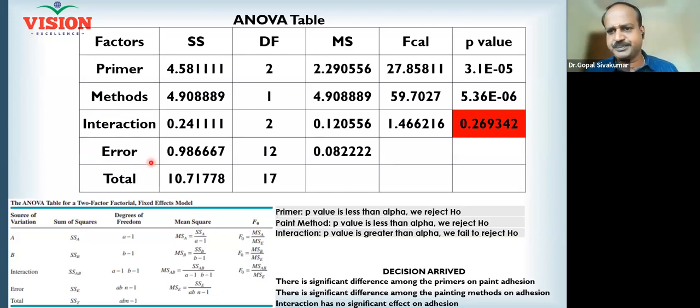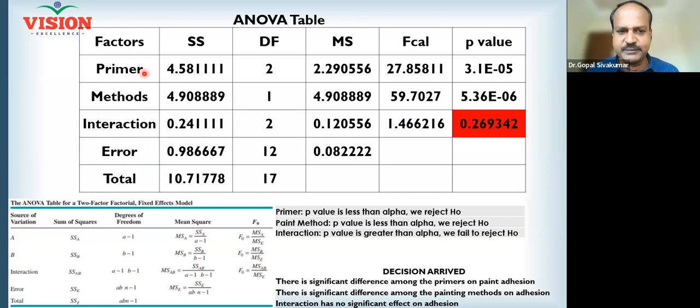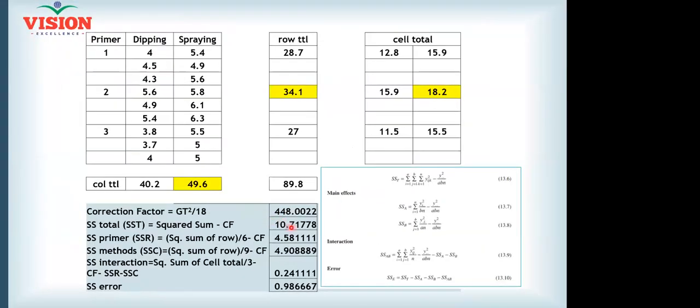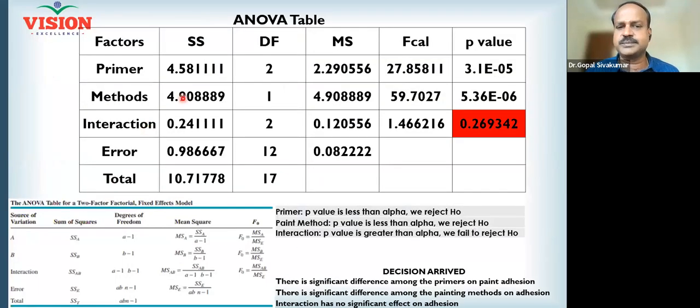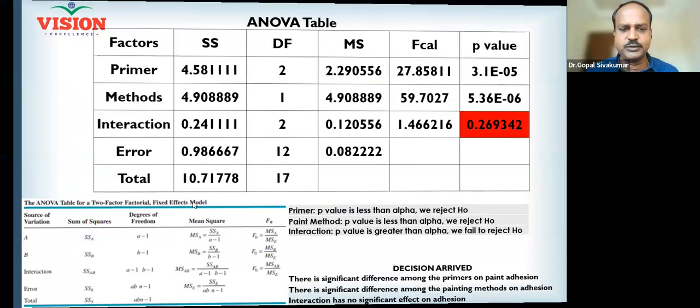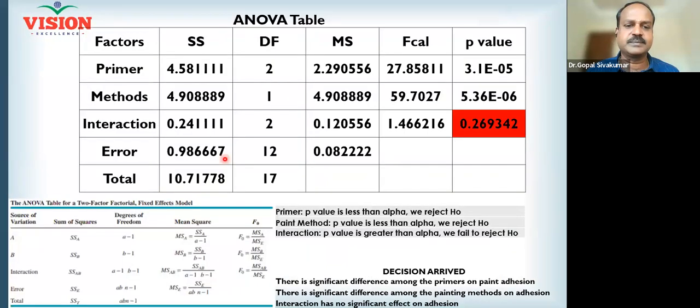All of you understand? Primer effect, method effect, interaction effect, total effect, error effect. Now the sum of squares values must be listed against each of the factors. For primer, it is 4.58. Can you see here? For painting method, how much is it? 4.90. For interaction, it is 0.24. Then for error, it is 0.98.